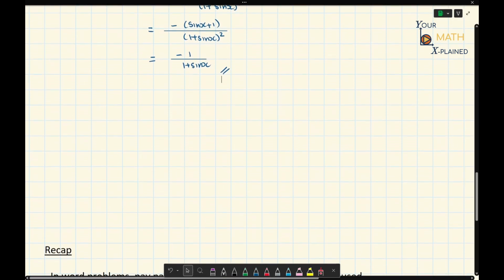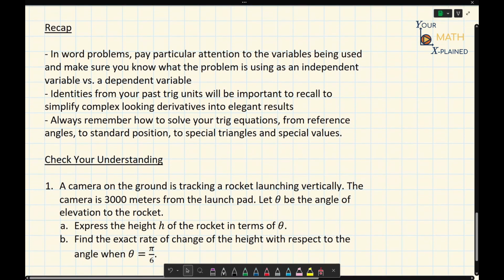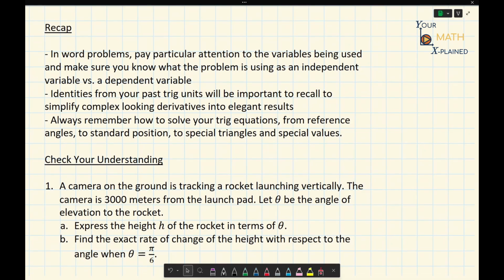And now let's do a quick recap of what we covered in this video. We started with a word problem and saw that we needed to pay particular attention to the variables being used so that we know what is the independent variable versus what is the dependent variable. And even though we have now moved on to calculus, identities from past trig units are still very important because they help us simplify complex-looking derivatives into elegant results. And lastly, always remember how to solve your trig equations, from reference angles to standard positions to special triangles and special values. And now it is your turn to give this a try.